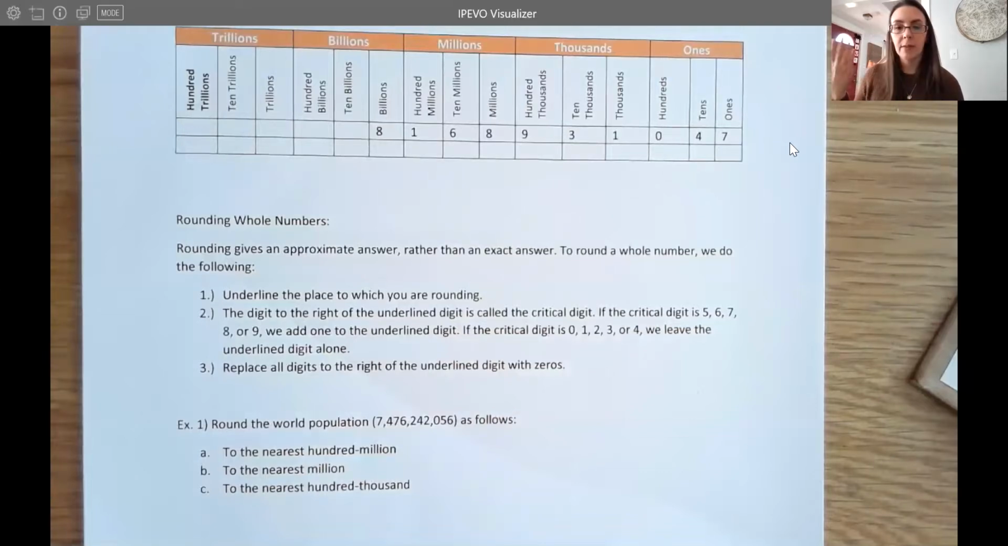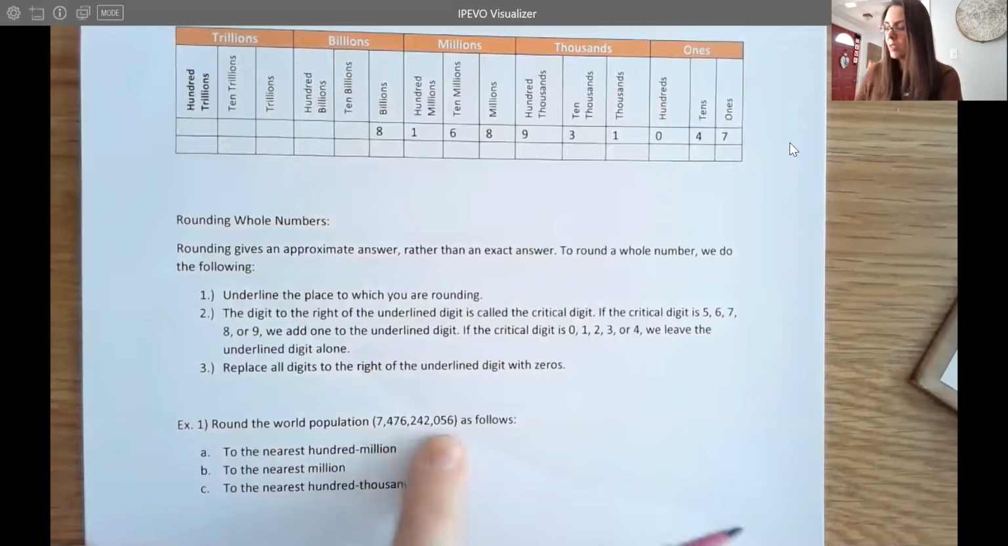Usually we say things like round up and round down, although technically when we round down, we actually don't round anything down. We just kind of leave it as it is. So just be careful about those expressions if you're used to them. All right, so let's take the world population, which is this value right here, and round it as follows.